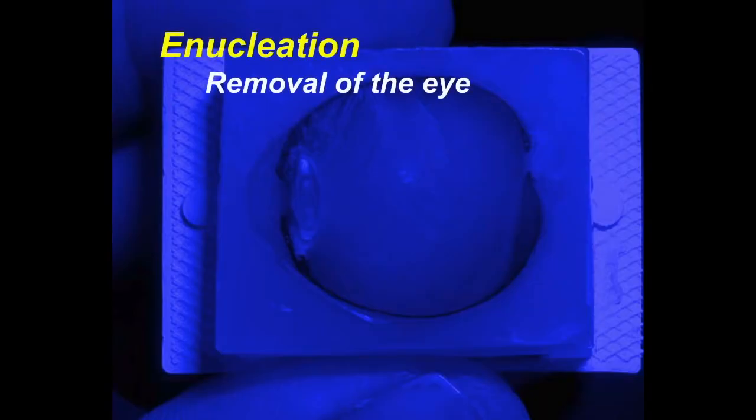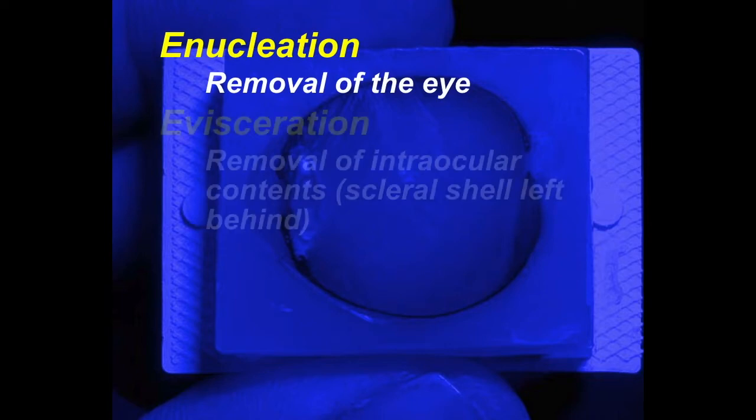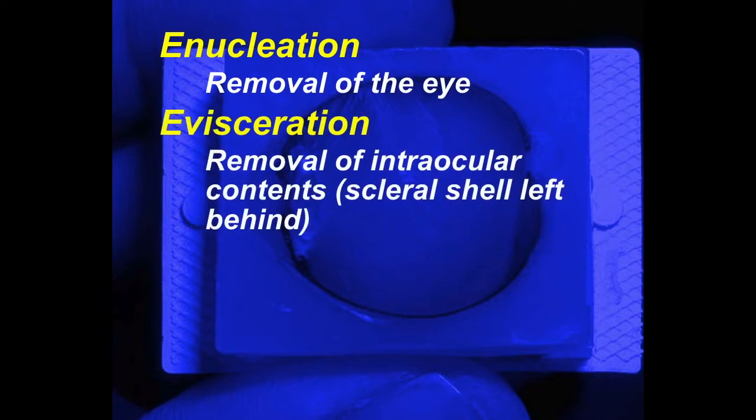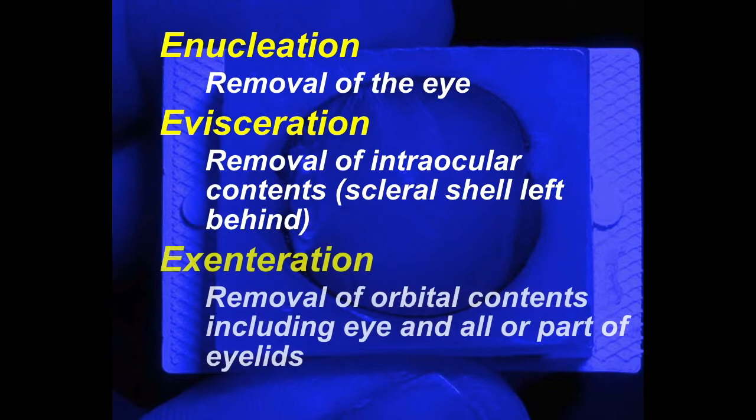Enucleation is removal of the eye. Evisceration is removal of the intraocular contents. The scleral shell is left behind. Many oculoplastic surgeons favor evisceration because they feel that cosmesis is better after that procedure. Exenteration is removal of the eye and orbital contents, including all or part of the eyelids.